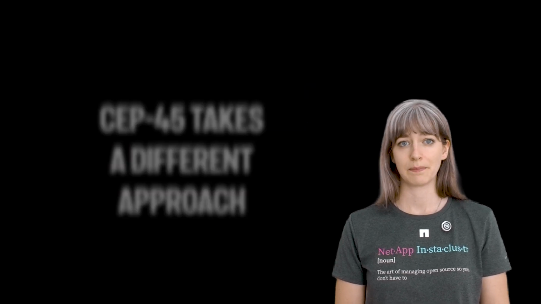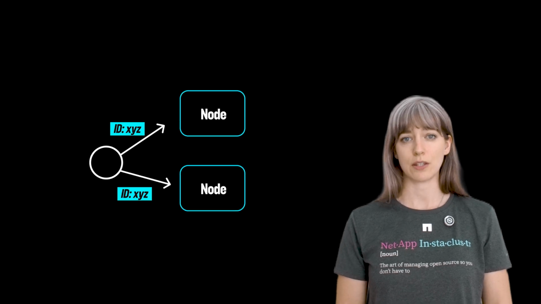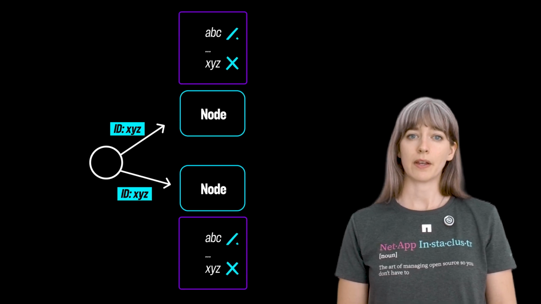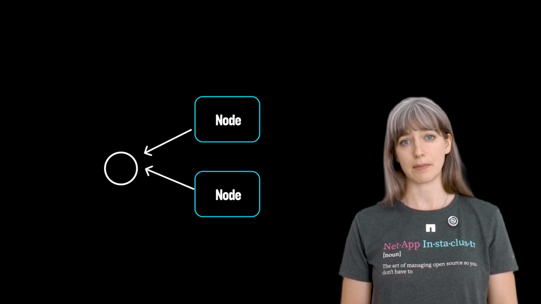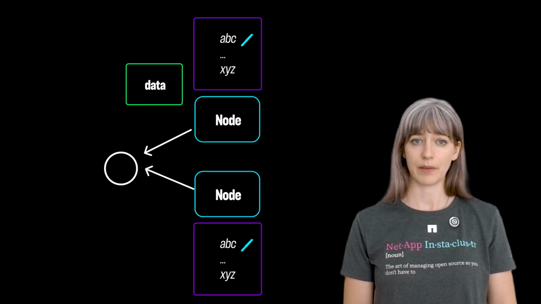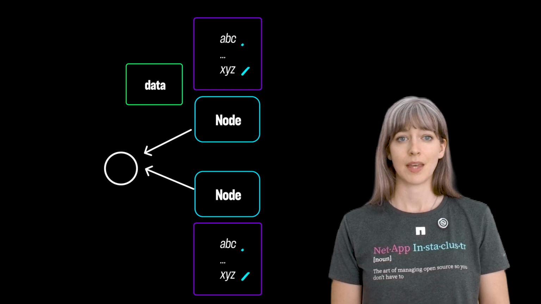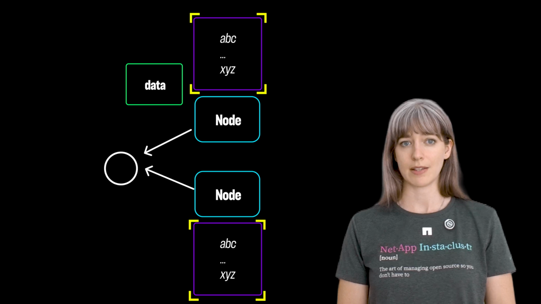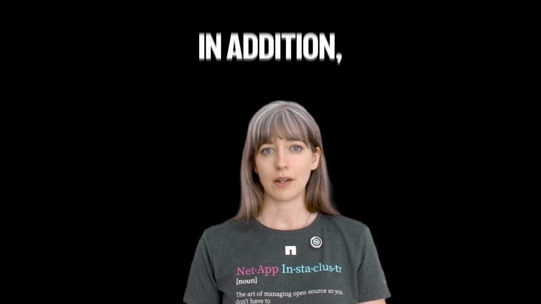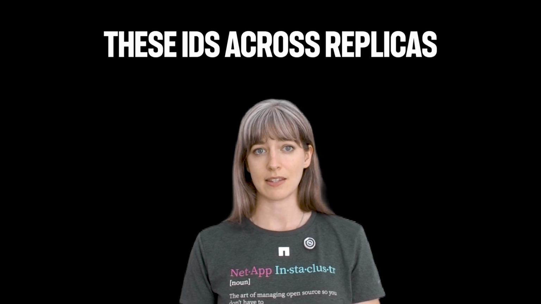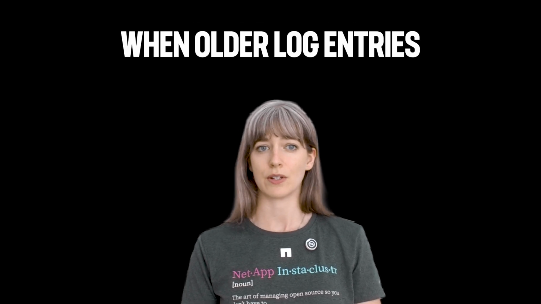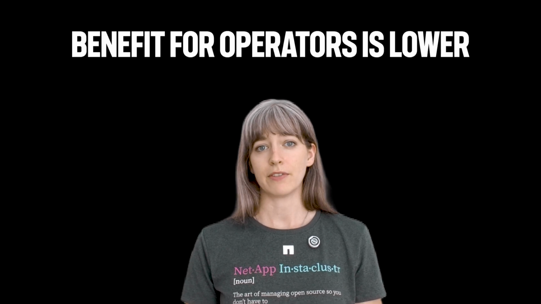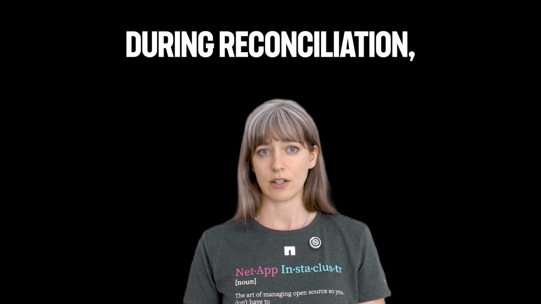CEP 45 takes a different approach. Instead of comparing data on disk, each write gets a unique ID that travels to its replicas. Each replica records which IDs it has applied. At read time, one replica returns the data plus a summary of its applied IDs, while the others return only the summary. Matching summaries confirm accuracy. Any gaps are filled by sending only the specific missing writes, not entire partitions. In addition, a background process continuously reconciles these IDs across replicas and establishes a lower bound, which is similar to a watermark that signals when older log entries can be safely cleaned up. The practical benefit for operators is lower streaming costs during reconciliation and the prospect of relaxing the need for full anti-entropy repair cycles.